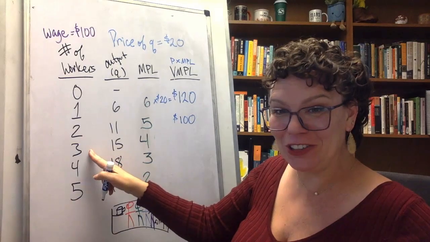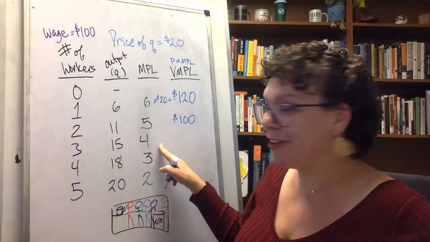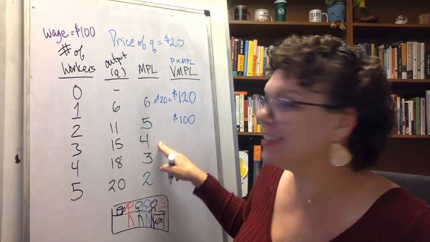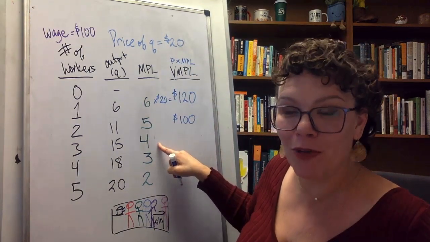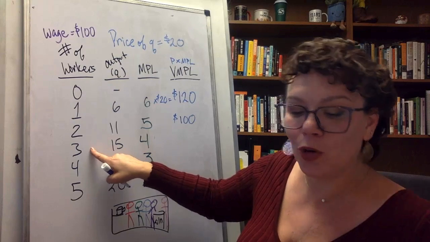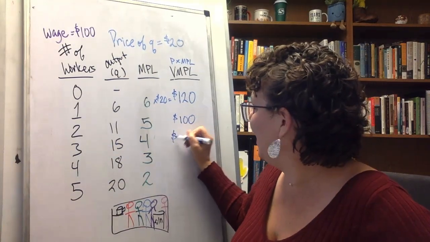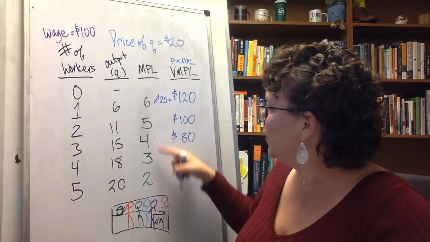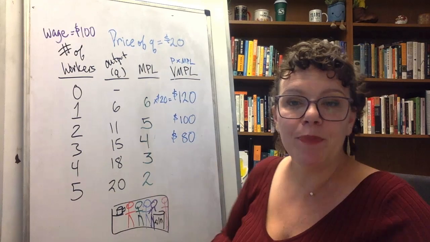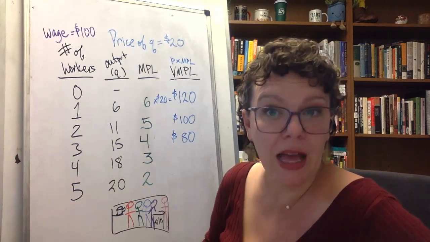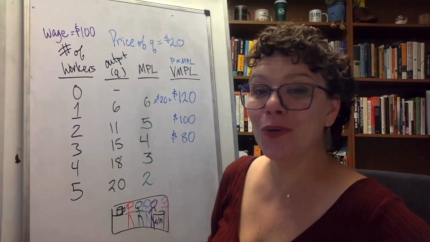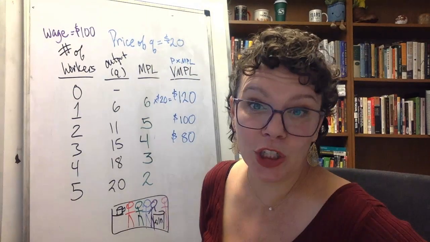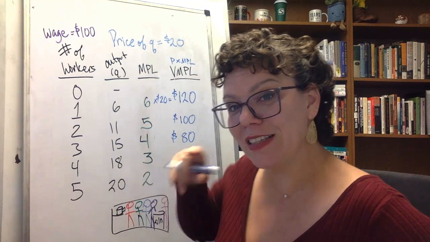The third worker produces on the margin an extra 4 coffee mugs. Each coffee mug is worth $20. So that value marginal product of that third worker is going to be $80. And so we just go down and multiply each marginal product value by the price of the output to get the value of the productivity of each worker, given our circumstances.